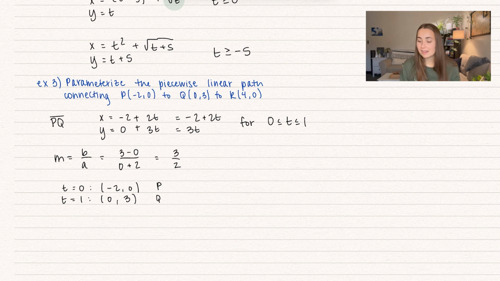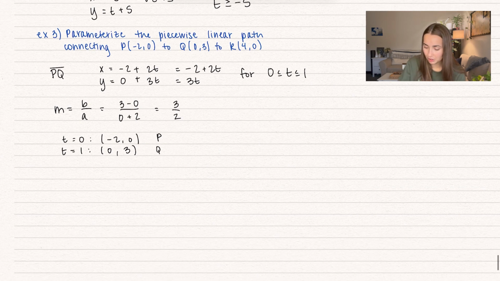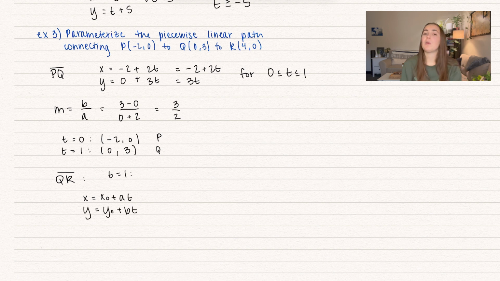The difference is now we want to parameterize from Q to R. But our t values can't restart. We can't just go back to, oh, t equals 0 and 1. We have to start from t equal 1. So when t is equal to 1, we need to be at our point Q. So we know our equation is going to be x naught plus a of t. We know that our y is going to be y naught plus b of t. But we can't set it up just like we did last time, because the way we set it up is we always have t start at 0.